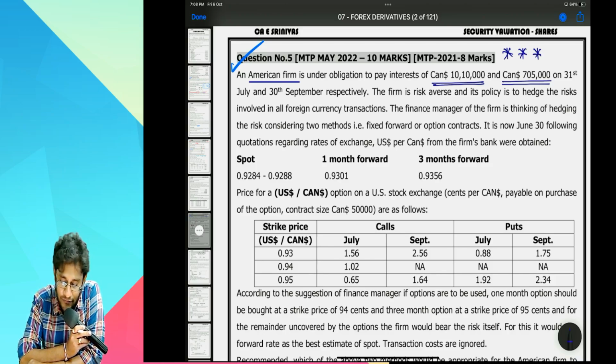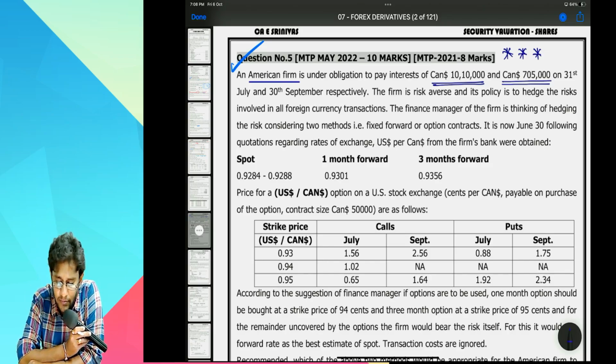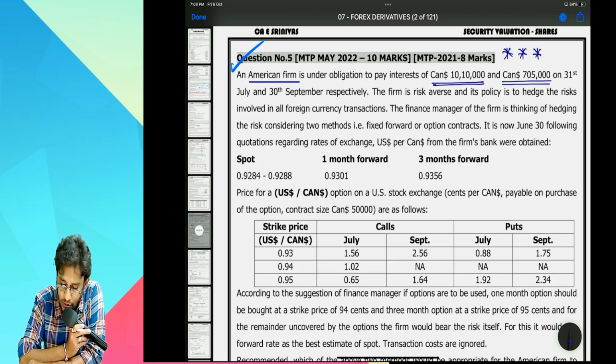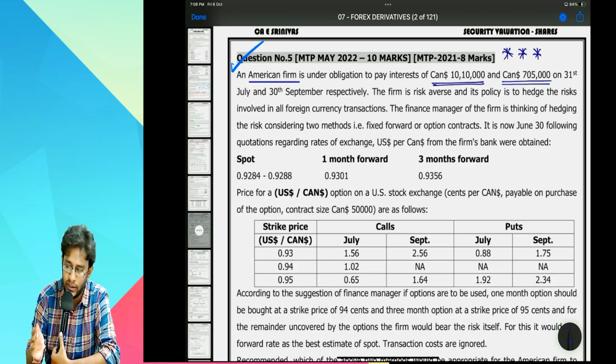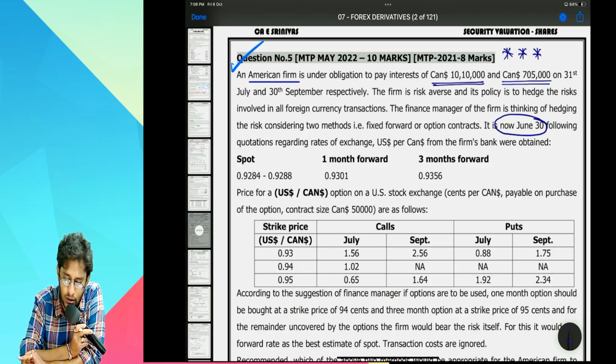The firm is risk averse and its policy is to hedge the risk involved in all foreign currency transactions. The finance manager of the firm is thinking of hedging the risk considering 2 methods, fixed forward or option contracts. It is now June 30. So today you are standing at the end of June. One payment is on 31st July, just 1 month. Another payment is on 30th September, so July, August, September, 3 months. So you have a 1 month FC payable and a 3 months FC payable.